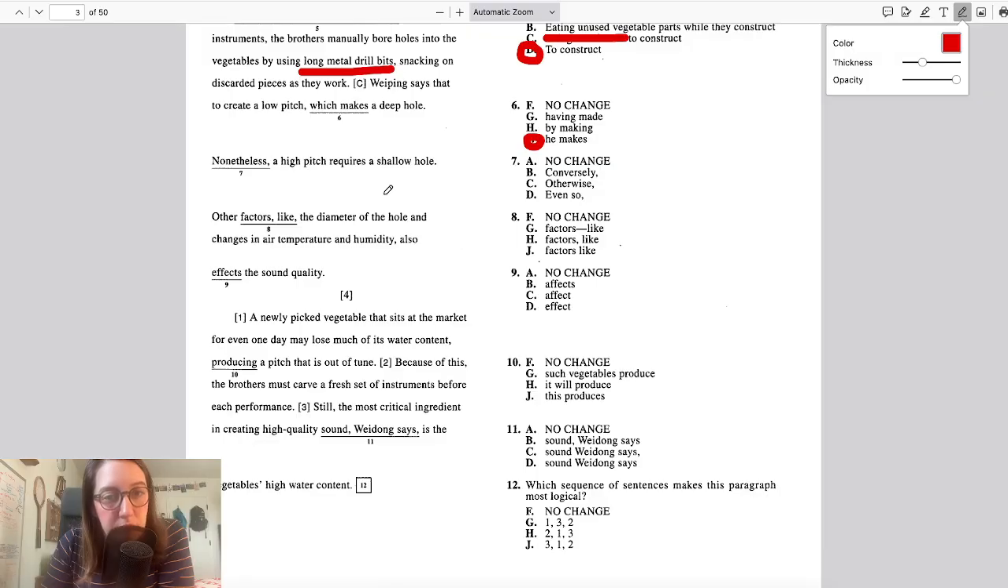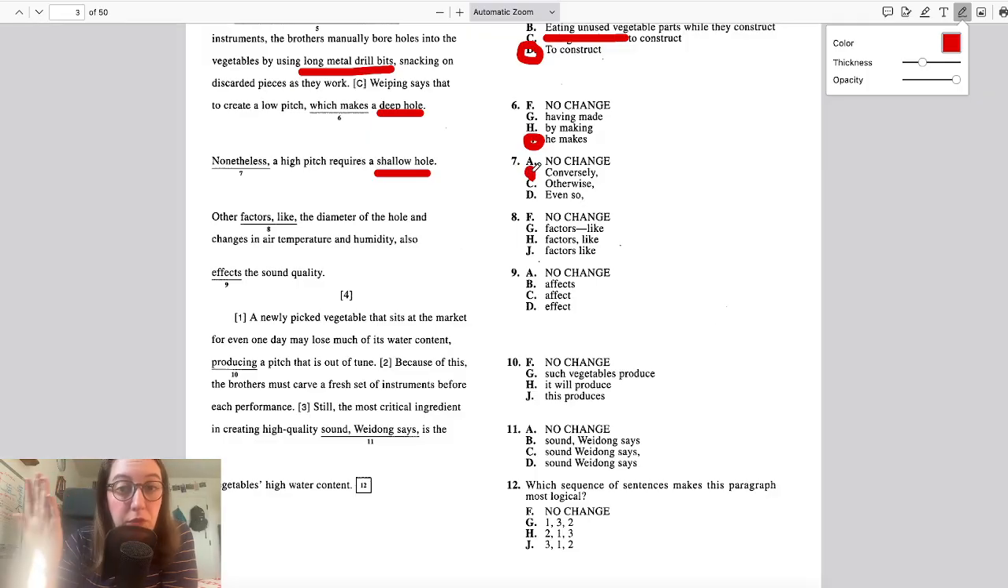Nonetheless, a high pitch requires a shallow hole. So we're trying to come up with a transition word. So this is a transition question, right? We're going to try to come up with a transition word that puts these two at odds with each other, a deep hole and a shallow hole, right? So this one is "conversely," because the converse of something is like the flip side, the opposite, right? So we're going to choose the one that puts these as opposites.